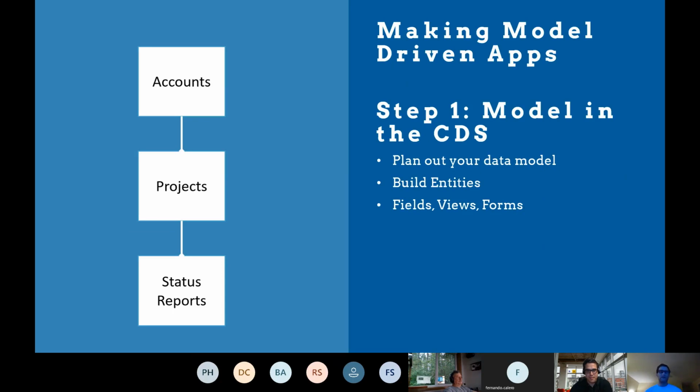So when you're building a model-driven app, one of the first things you're going to need to do is plan out your data model. So think about the different entities that you're going to use, the different fields, views, and forms that you might need. So we'll see a little bit more about how to use the fields, views, and forms. But in this case, you get an idea of the relationships that we're going to be forming with the entities that we'll create in this scenario. So we're going to have an account. Accounts may have a project, or many projects, and every project may have many status reports. So that's the model we're going to be designing today.